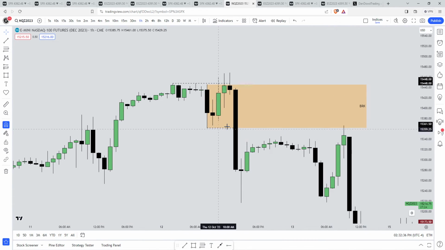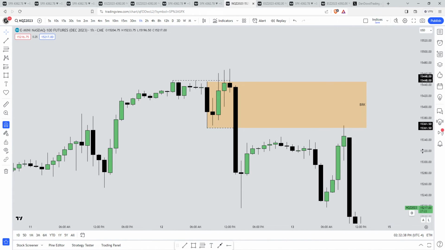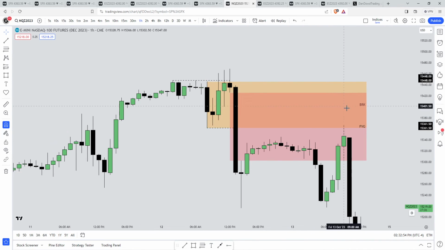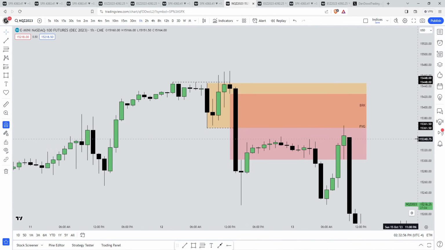What do we do now? Now that we have identified the bearish breaker block, in order to identify the unicorn, it's pretty simple. Just look for a fair value gap on the same time frame overlapping that price area. We could see we do have a bearish fair value gap right in here. You can see that the fair value gap overlaps the breaker block. This is a bearish unicorn model.